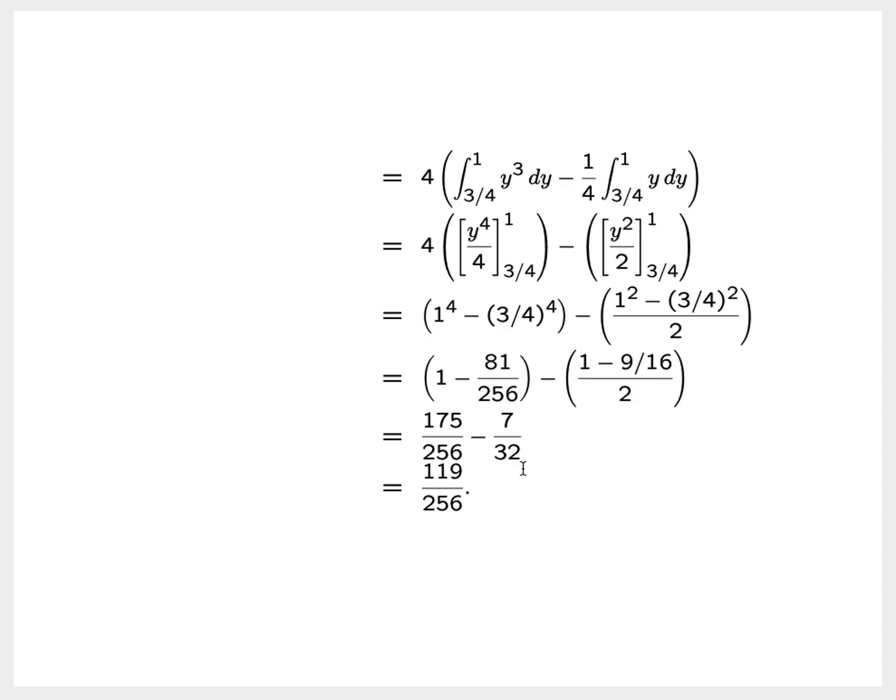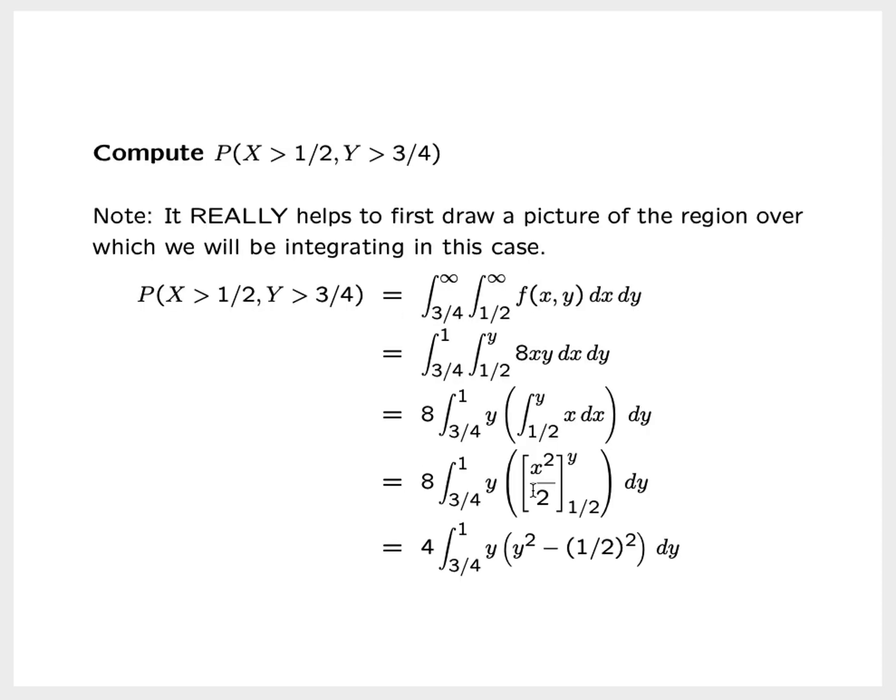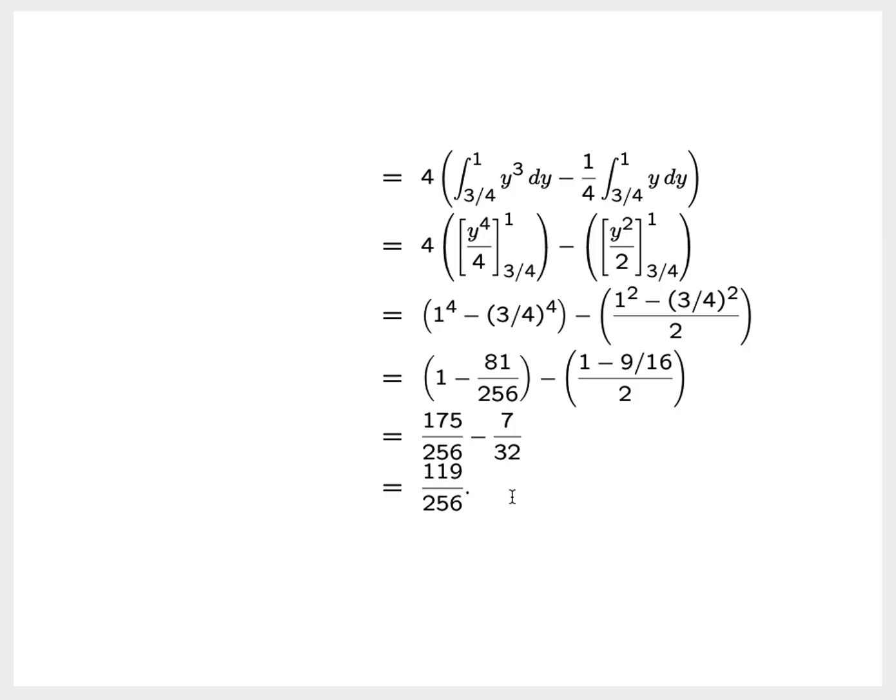And when you get through it, we get a probability of 119 over 256. So the probability that x is greater than 1/2 and that y is greater than 3/4 is 119 over 256.